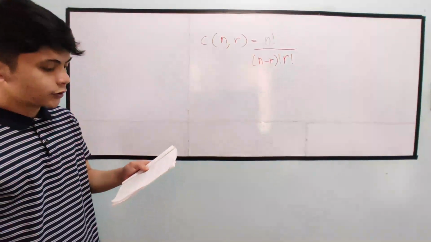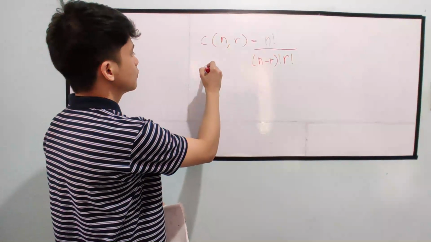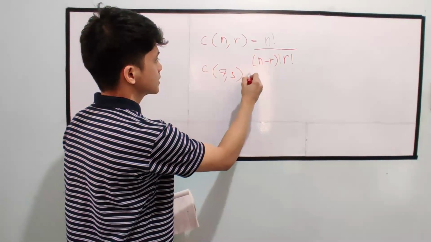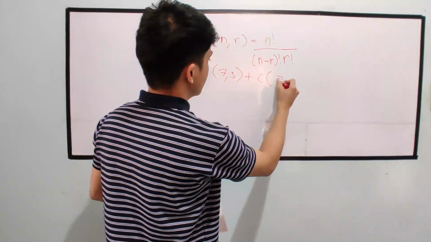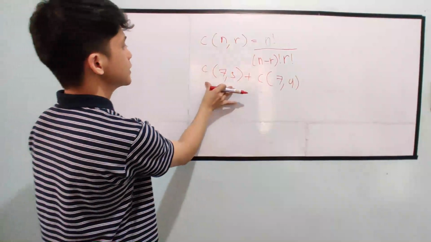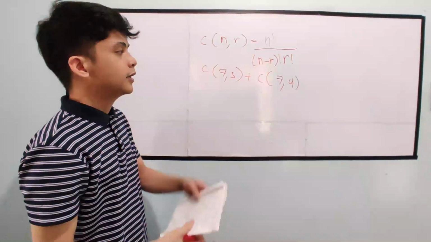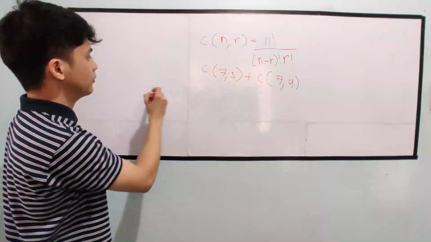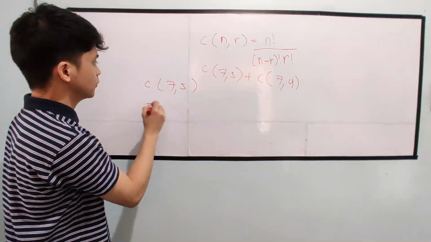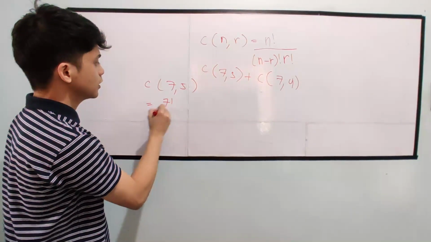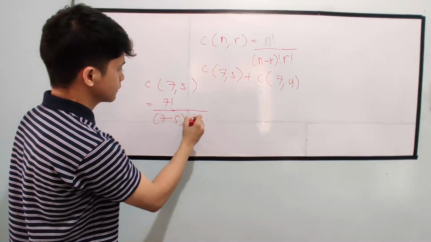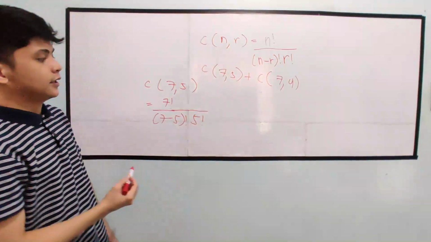Then, for example, number 2 natin. Combination of 7 taken 5 plus combination of 7 taken 4. So, paano naman ito? So, i-isa-isahin lang natin itong i-simplify. Then, i-add natin. So, i-simplify muna natin tong combination of 7 taken 5. That's equal to 7 factorial over 7 minus 5 factorial times 5 factorial. Okay?